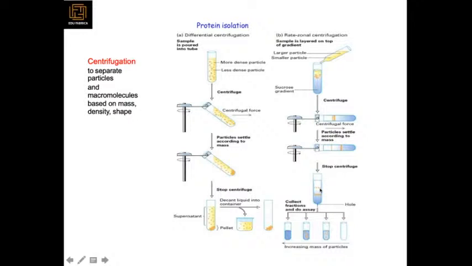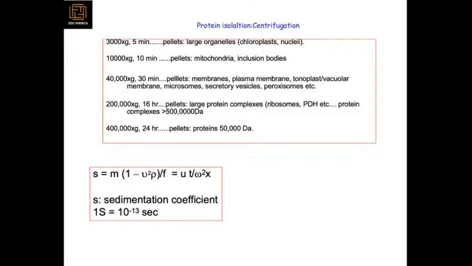Then after you stop the centrifuge, you can remove your samples from the bottom or from the top by fractionation, with the increasing mass of particles. Initially you will have less mass particles, then a little bit more, then heavier at the end. In this way you can remove according to the sedimentation coefficient of your particle.